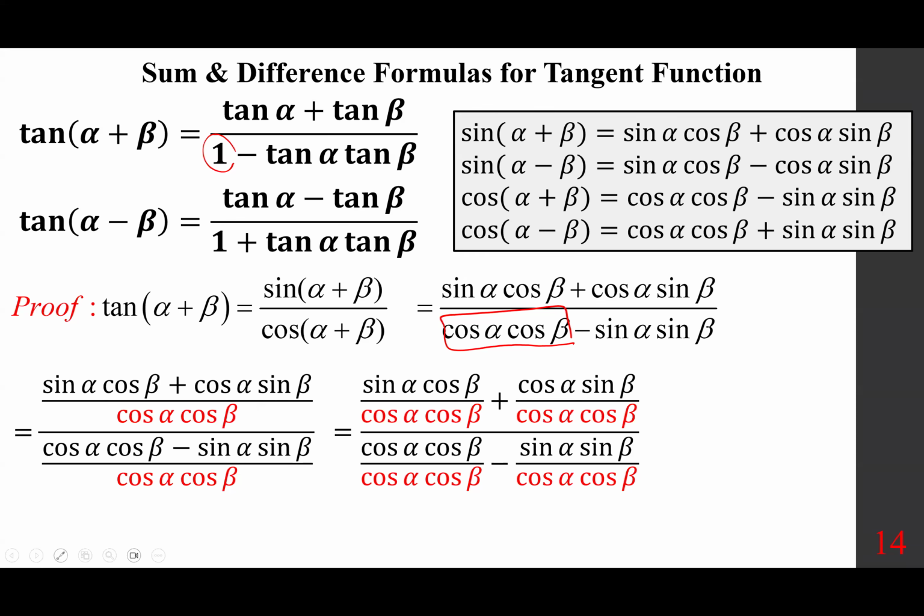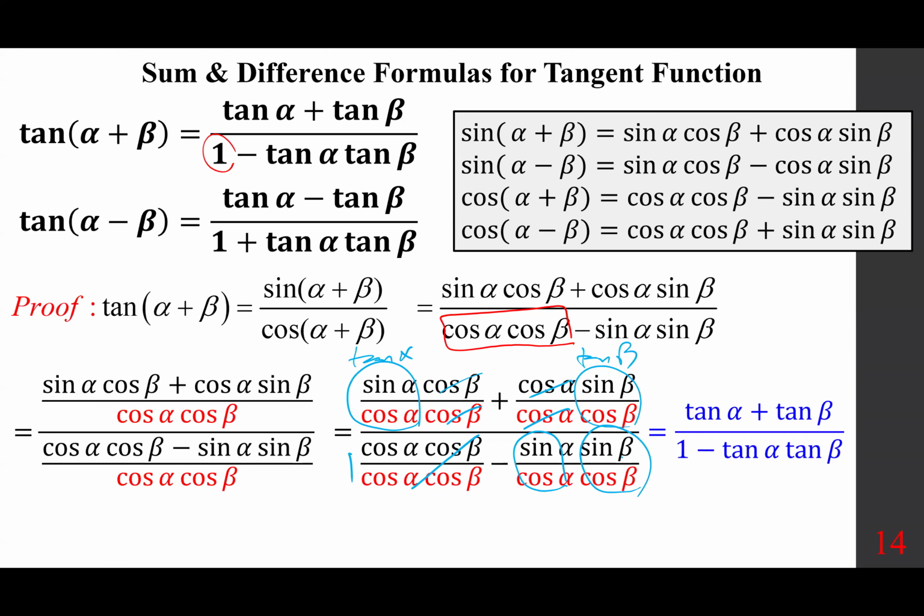So what happens? Let me look at this. Cosine beta, cosine beta cancel each other. Sine over cosine alpha, this is tan alpha. Cosine alpha cancel each other. Tan beta. And this is 1. This is sine over cosine, tan of alpha. This is sine of beta over cosine beta, tan of beta. And believe it or not, that is the end of the proof.